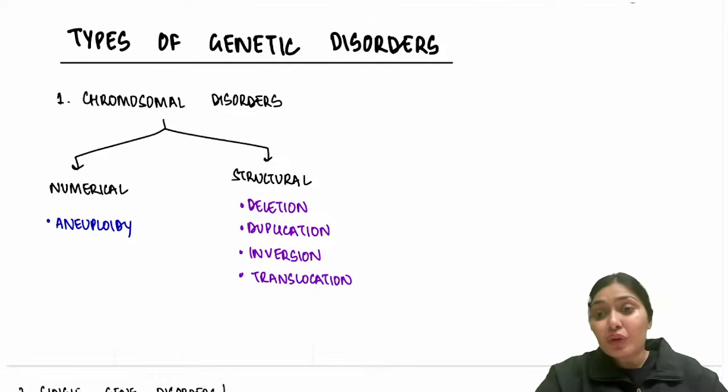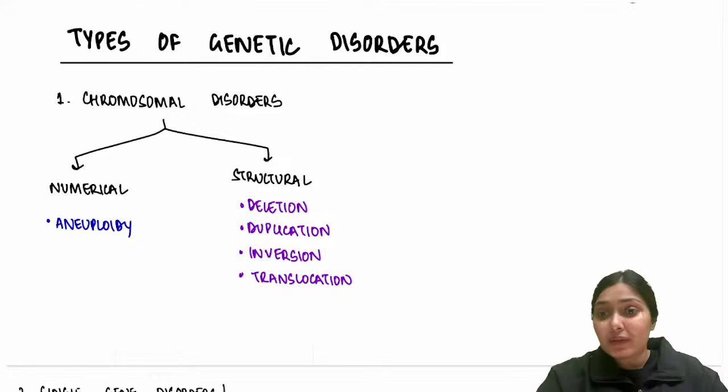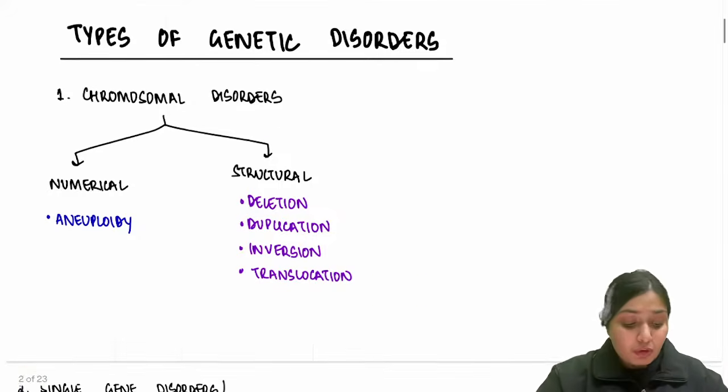Second, we have structural chromosome problems. There could be deletion of some chromosomes. There could be duplication of some chromosome. There could be inversion of some chromosomes. Or there could be some translocation. That means some part of one chromosome has shifted to some other chromosome. So these are the structural problems. So this is all about chromosomal disorder.